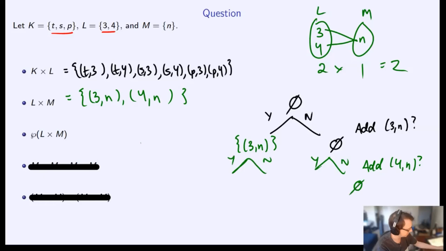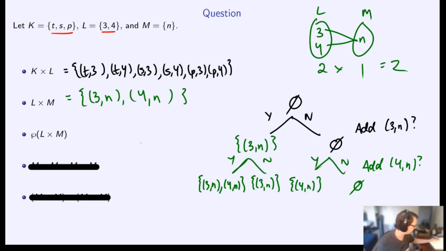If no on the empty set, we're left with the empty set, which is nice. If yes, we have our set containing 4n. If we don't add it to 3n, we're just left with the set containing 3n. And if we do add it to the set containing 3n, we're left with the set containing two pairs, 3n and 4n. Okay, and remember, each of these are going to be elements in our power set.